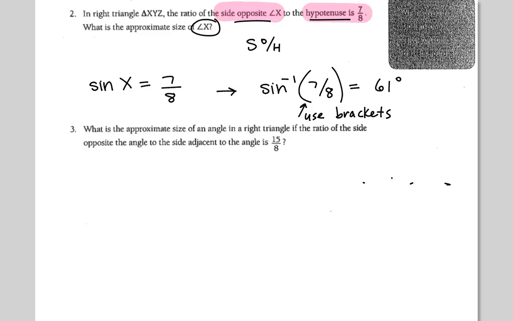Okay, question 3. What is the approximate size of an angle in a right triangle if the ratio of the side opposite to the side adjacent is 15/8? So opposite and adjacent, we know that that's going to be tan. That relates opposite and adjacent.